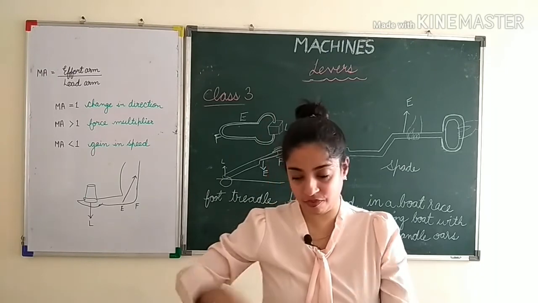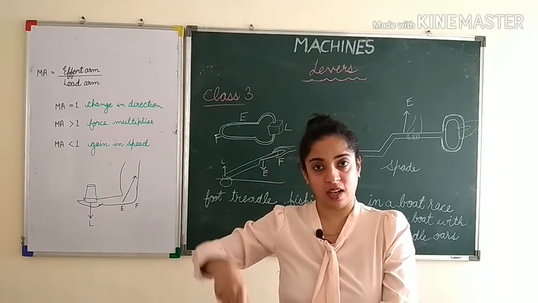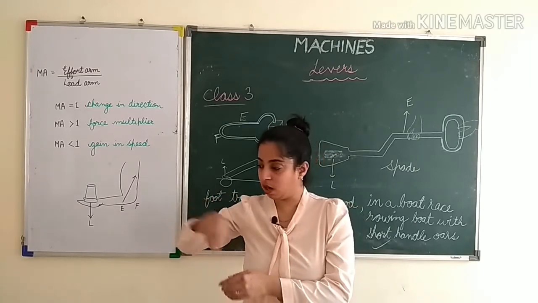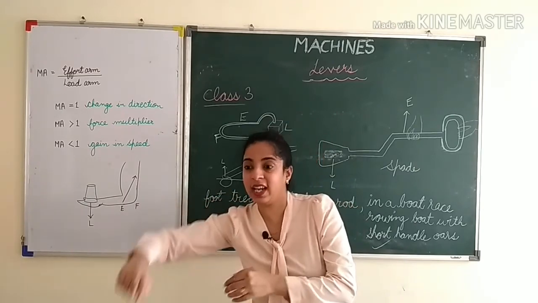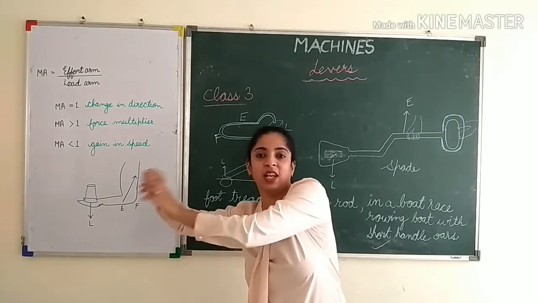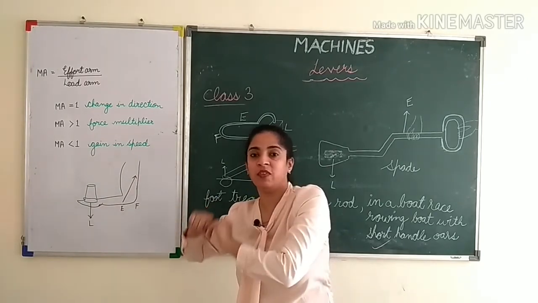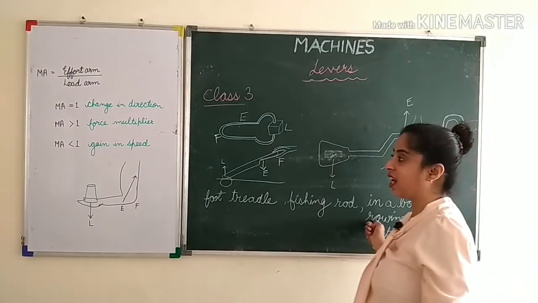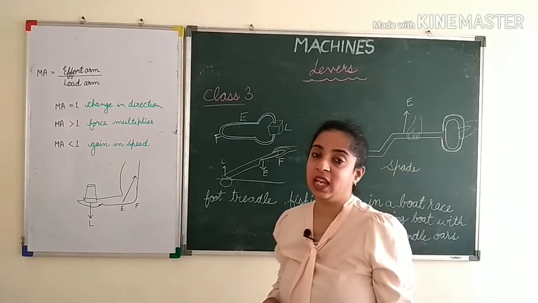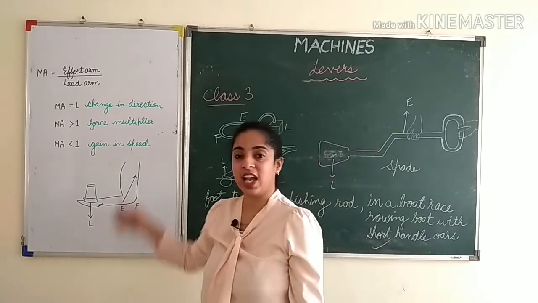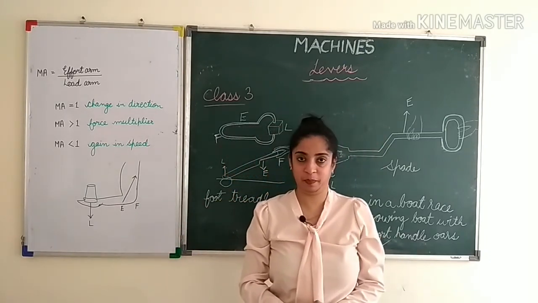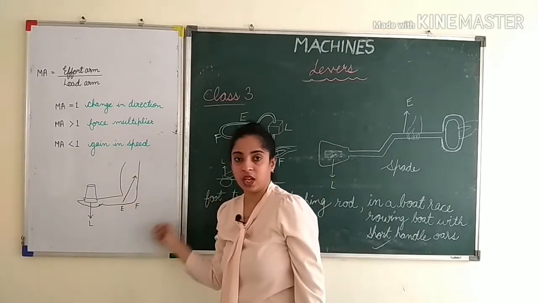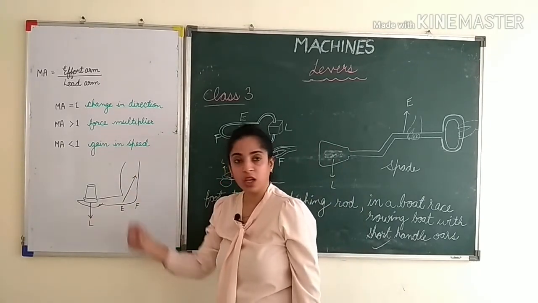Here what he does, the fulcrum is at the boat, okay, on the side of the boat he keeps it, okay, the oar goes in the water and in between, that is his hand is outside the boat. So in between he applies effort. So effort is in between, so mechanical advantage will always be less than 1 and it will act as gain in speed.